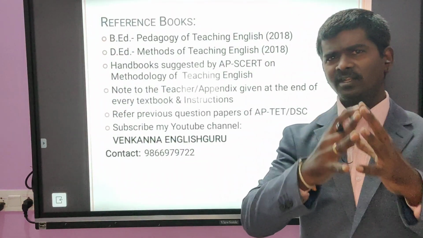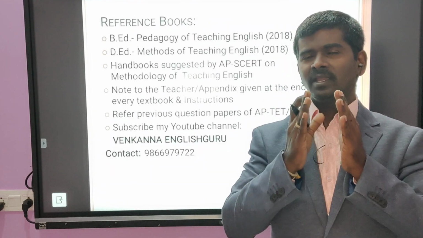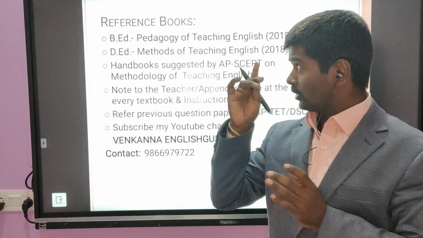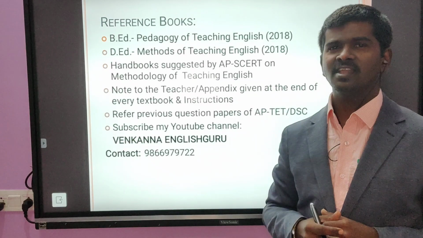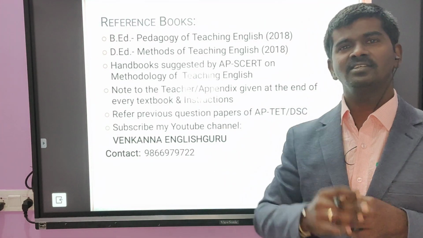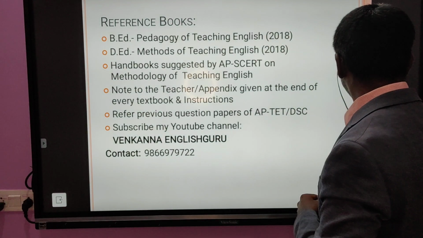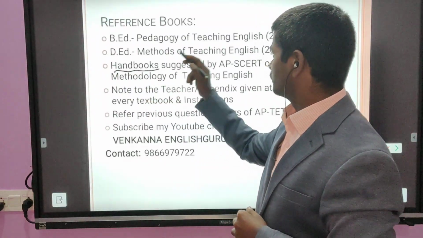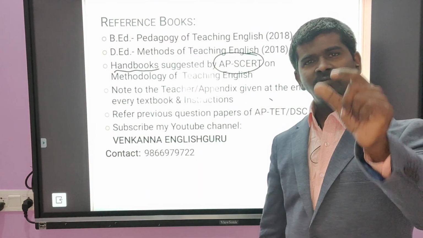So what are the reference books that you can read to score good marks in TET paper 1A or 1B, 2A or 2B? You need to follow these. First, you need to stick to B.Ed, Pedagogy of Teaching English, latest edition 2018. B.Ed, Methods of Teaching English, latest edition 2018 or 19. Next, there are some important handbooks suggested by AP-TET. Very important. These are available on the website.